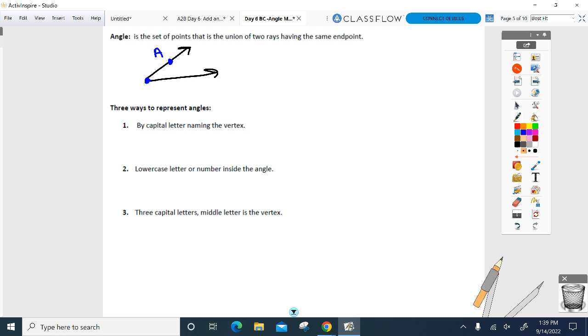And can we stop saying where they meet? That has a special name. Vertex. The place where the two rays of an angle meet is called the vertex. And C on the other one. And let's plop a little small number 2 inside of the angle.